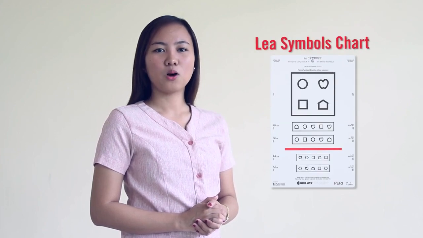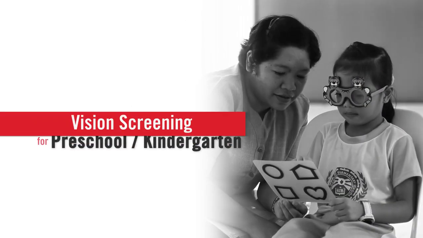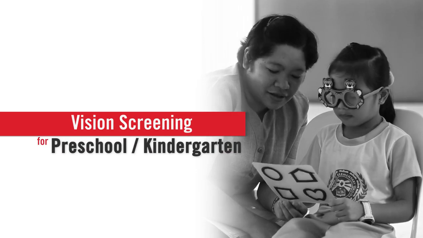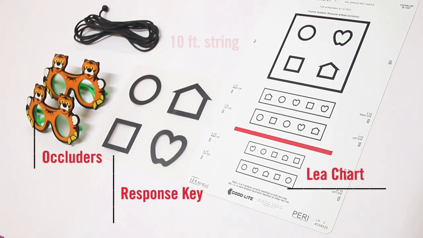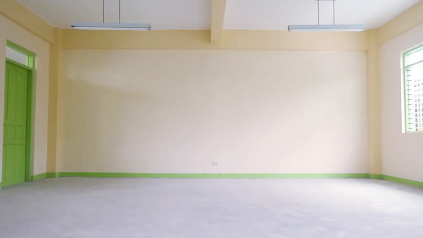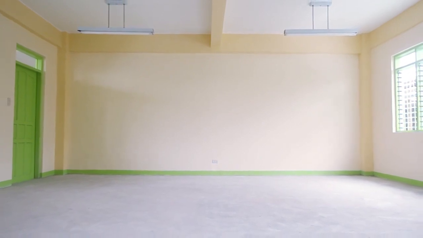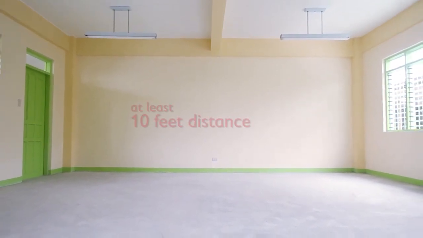Various types of charts can be used in the screening to measure the visual acuity, or the ability to see clearly in various distances, depending on the age of children and availability of the chart. It is recommended to use the Lea symbols chart when conducting a vision screening for preschoolers. Before the screening, make sure you have all the materials needed such as the Lea chart, response key, occluders, and a 10-feet string.